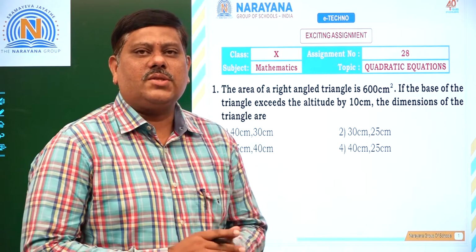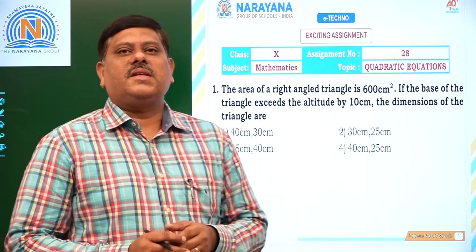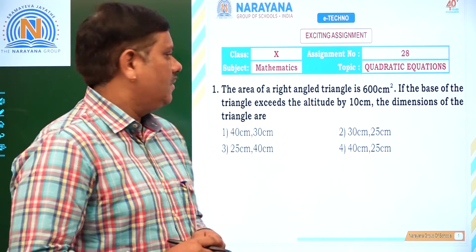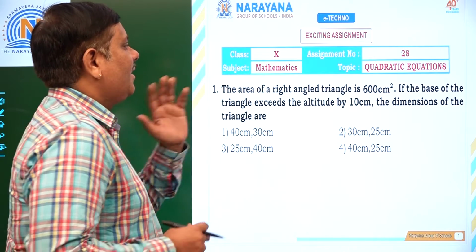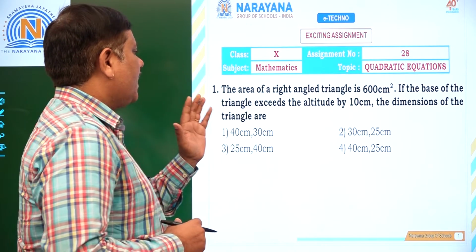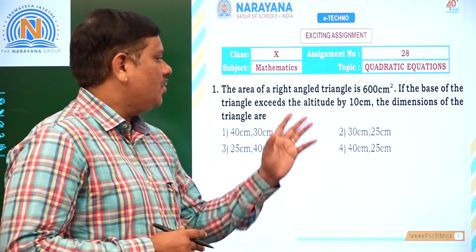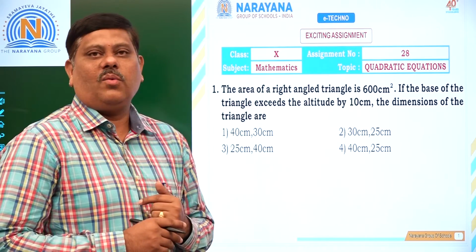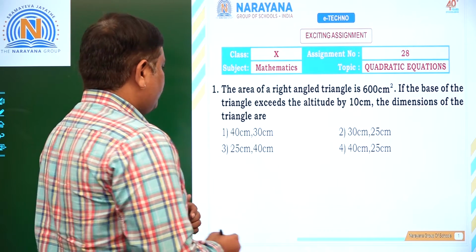Today for class 10 students, we are going to discuss assignment number 28 on quadratic equations. Let us start with the first question. The area of the right angular triangle is 600 centimeters square. If the base of the triangle exceeds the altitude by 10 centimeters, what are the dimensions of the triangle?